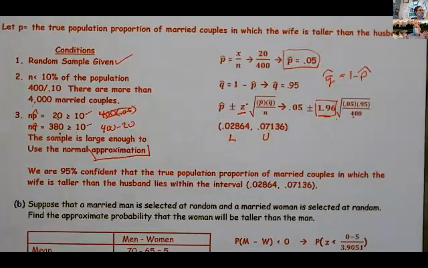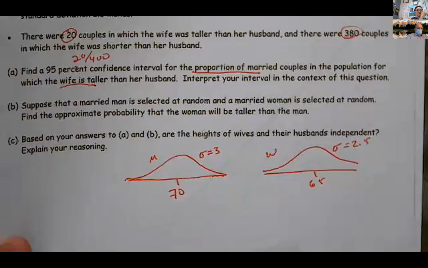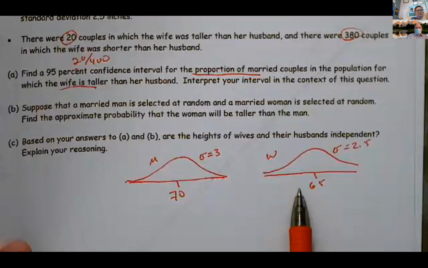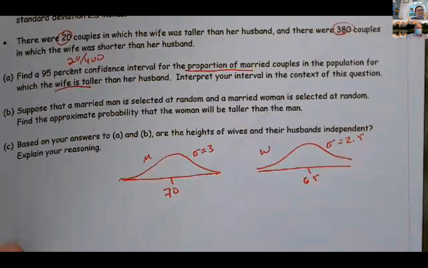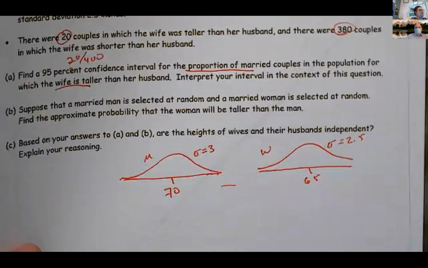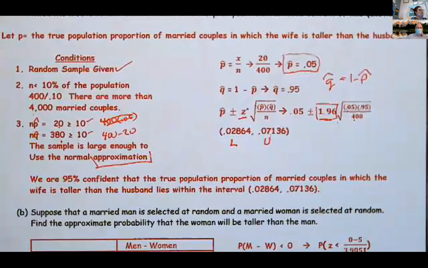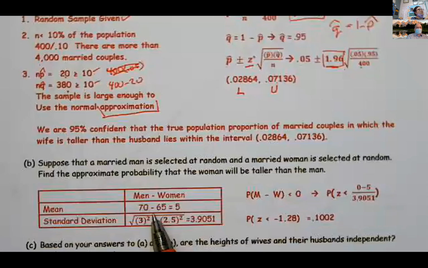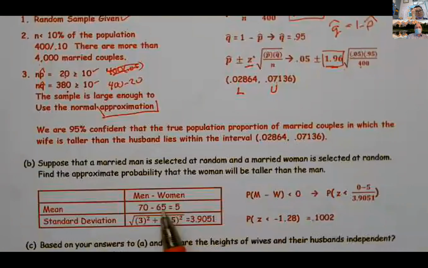Well, they said find the probability that the man will be taller than the woman. At this point, we have two different means. We have a mean of 70 and a mean of 65. And we're looking for a difference because we want to know what the expected difference is. And basically, I'm just going to subtract. And the nice thing is we can directly subtract means. So 70 minus 65 gives me 5. So in general, we expect the man to be 5 inches taller than the woman.